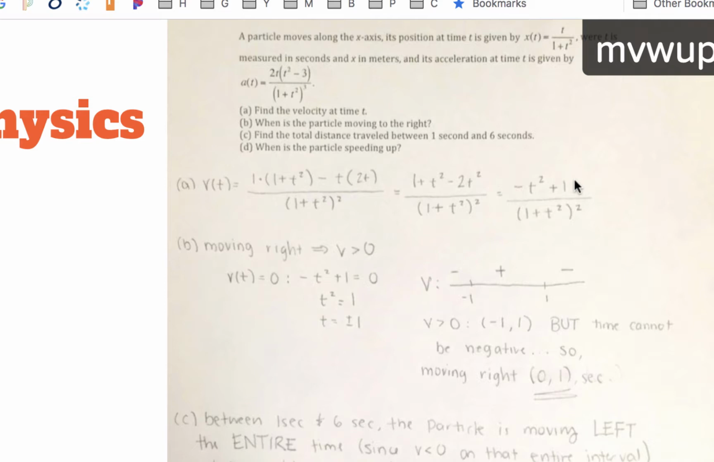So really all I have to pay attention to is the numerator, and then you find t squared equals 1, t equals plus or minus 1. You would put it on a number line, negative, positive, negative. You could put in numbers, or this is a parabola opening down, so it would be negative, positive, negative. You want to know where it's positive, and it's positive between negative 1 and 1. However, time can't be negative, so it's just from 0 to 1 seconds is our answer there.